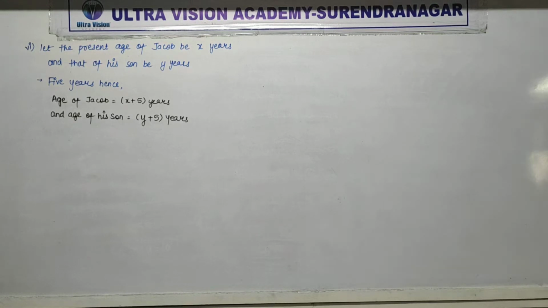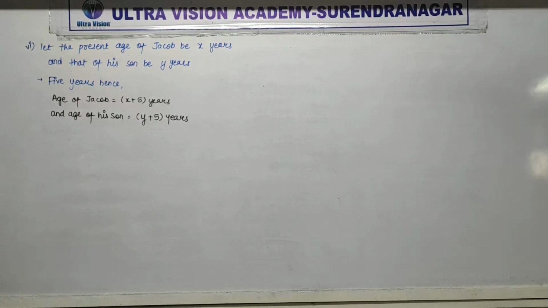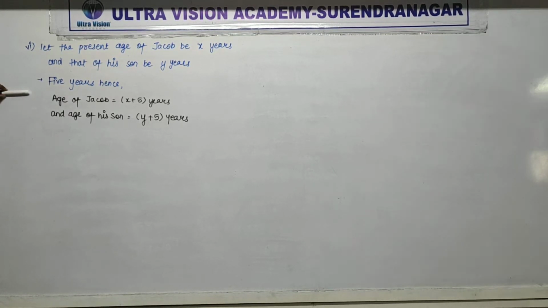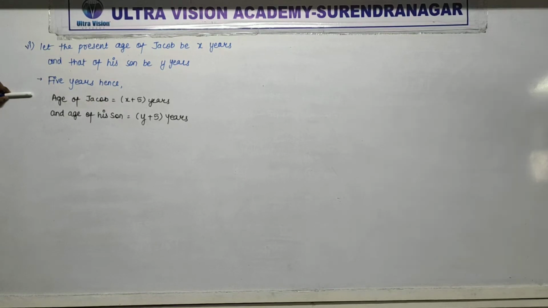Right? Now at this instance the age of Jacob is 3 times the age of his son. That means suppose if the son is 10 years old, then Jacob will be 30 years old. No matter what, I want 15 and 13 y minus 2.